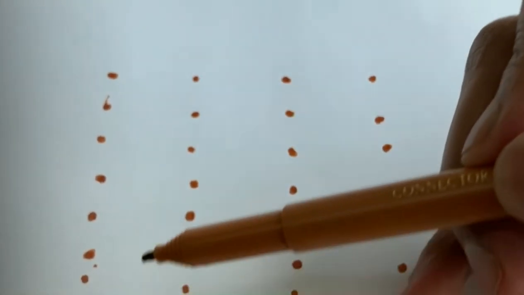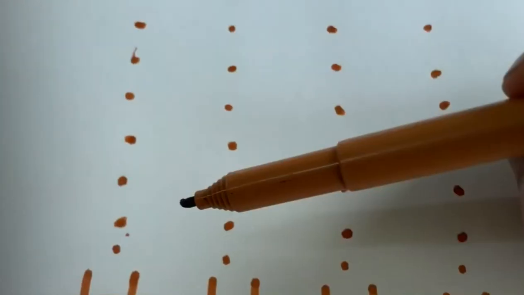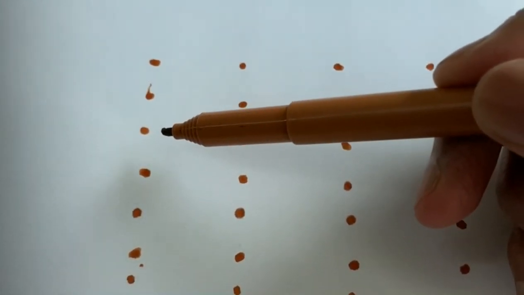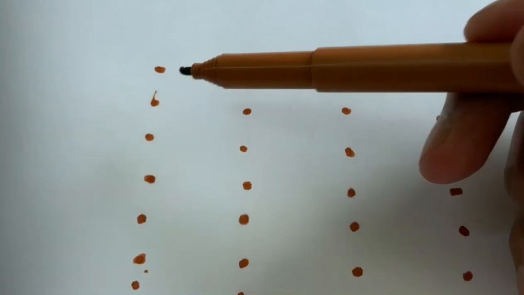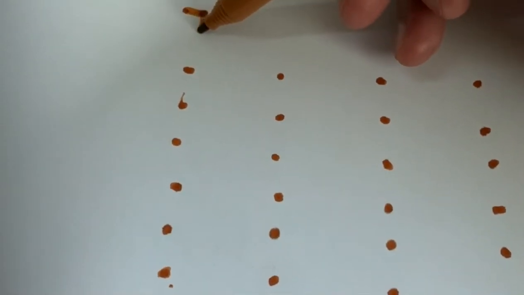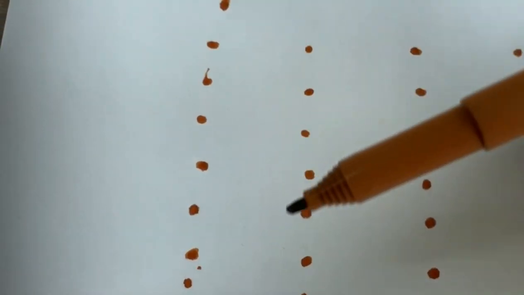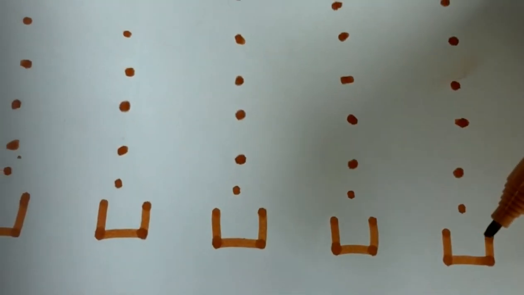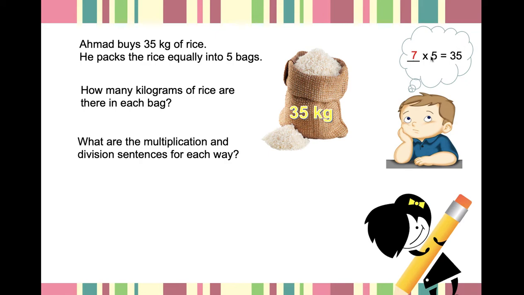Now let's count how many kgs there are in each bag. It's 1, 2, 3, 4, 5, 6, 7. So 7 kgs of rice. And how many bags are there? 1, 2, 3, 4, 5 bags. So we have 7 kgs of rice in each bag. Lovely.